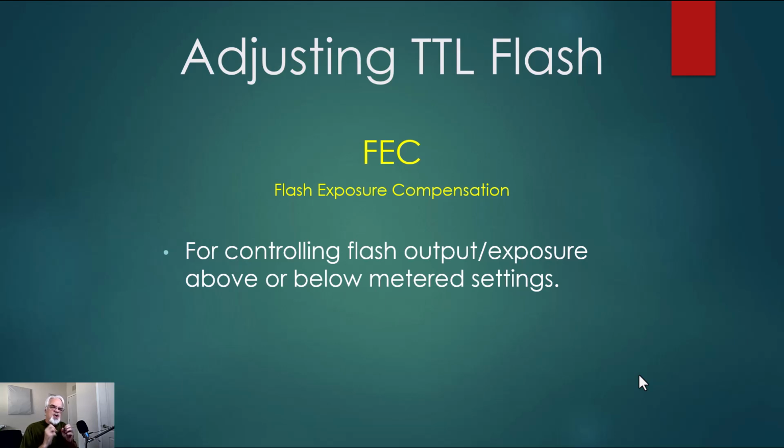But if you want more control over that, like even when you're doing the TTL of the mountain biker riding by and there's too much flash hitting them, you would then move into flash exposure compensation, also known as FEC. Flash exposure compensation is not a whole lot different than exposure compensation, but with exposure compensation, you're lightening or darkening the background. With flash exposure compensation, you're only changing the flash's output level beyond what it thinks it's supposed to do when you're using TTL.